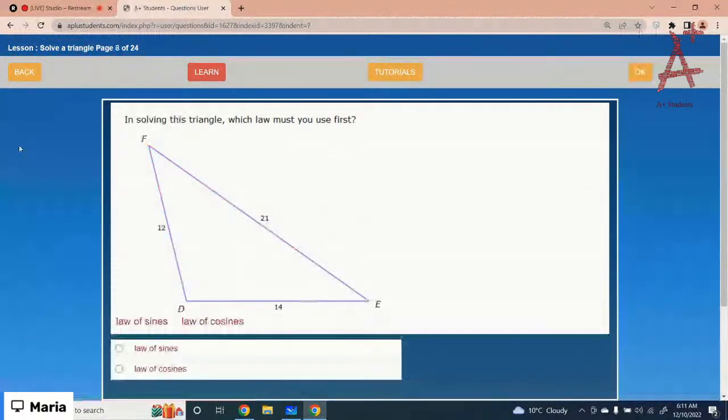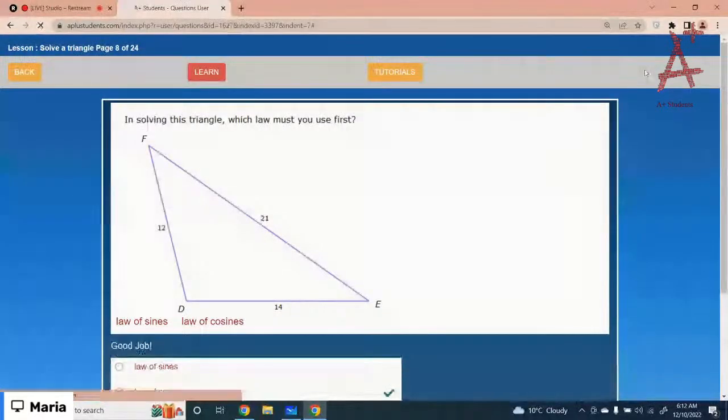Okay, in solving this triangle, which law must you use first? You are given all three sides. So when you are given all three sides, which law can you use? It would be the law of cosines. Got it? So just select the correct option and click on the OK button.